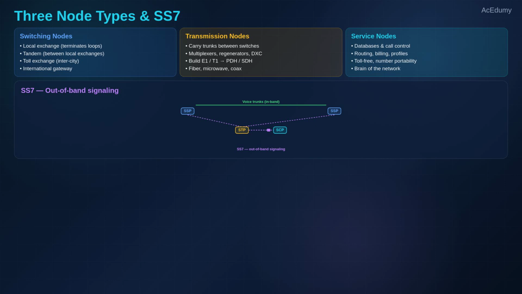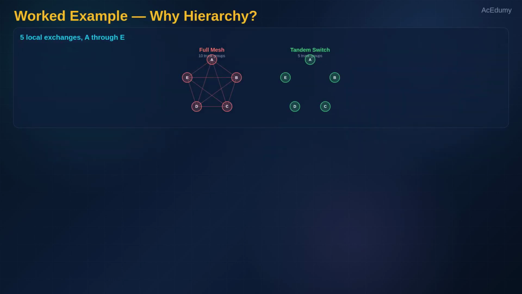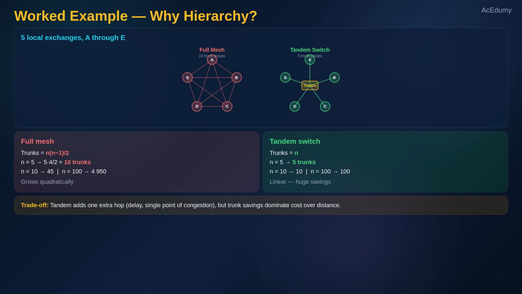The endpoints of SS7 are called service switching points, or SSPs. SS7 packets are routed by signal transfer points, or STPs, and the databases I just mentioned are called service control points, or SCPs. Out-of-band signaling is what allows modern PSTN features like caller ID, call forwarding, three-way calling, and toll-free numbers. Let us work through a classic problem that shows why the hierarchy exists in the first place.